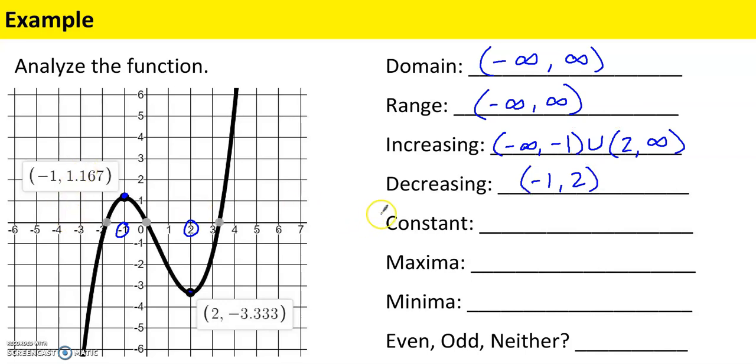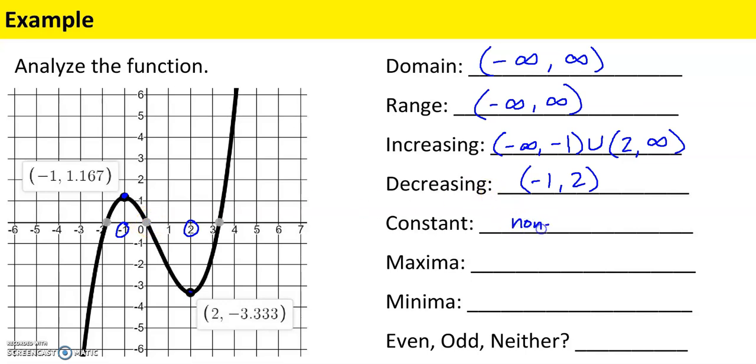Okay, is this function constant anywhere? Is there any place where as we move from left to right, the y values aren't changing? We're talking for more than just an instant, right? If you pick any single point on the graph, you can say that there's no increase on that interval. We're talking about over an interval, a change of x's. And there's not. There are none.